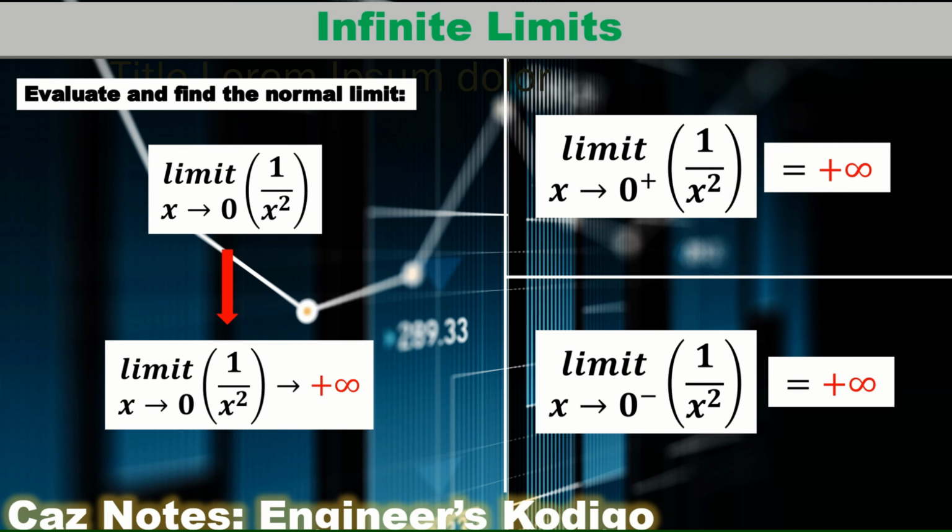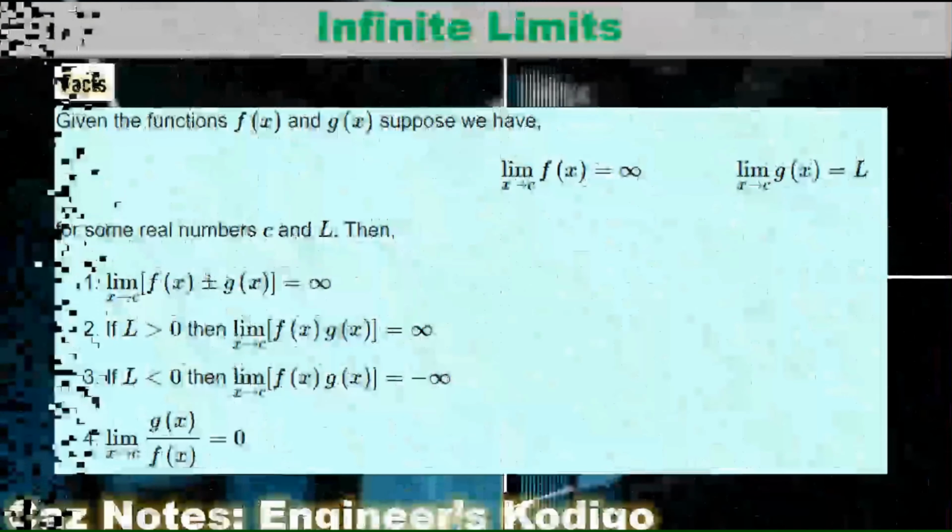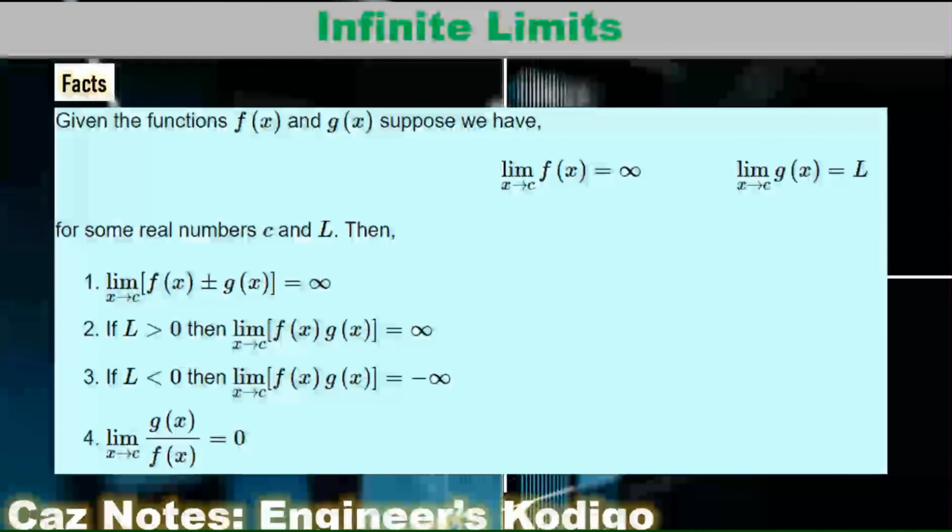Nice and easy. Let's have some facts about these infinite limits. So what are the facts that we can formulate? So we have the following. Let's say we are dealing with two functions, and the limit of the function f of x as x approaches c is equal to infinity, and the limit of the function g of x as x approaches c is equal to L. Take note, L is a constant, okay? So we have the first fact about this one.